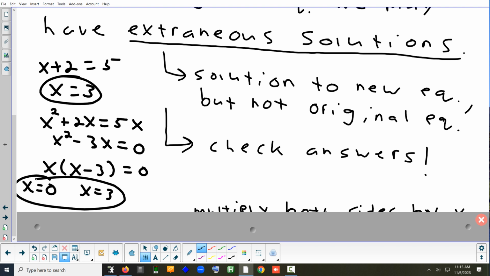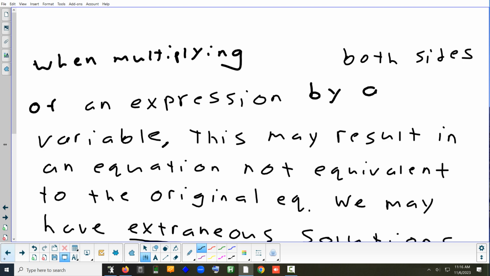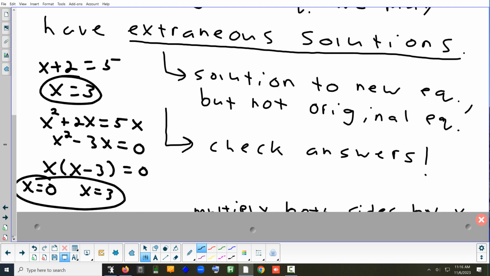Now, was 0 a solution to the original? No. So by multiplying both sides by x, I created an extra answer in the problem that shouldn't have been there. Okay, it's called extraneous. Now, when you're solving x plus 2 equals 5, you never multiply both sides by x. That's not how you do it. But in the ones we're going to do, that is how you do it. You've got to multiply both sides by a variable. So always go back and check. And if you get an extraneous answer, cross it out.